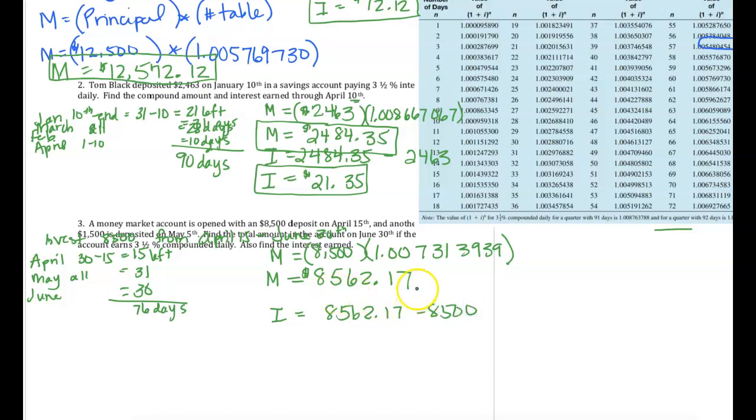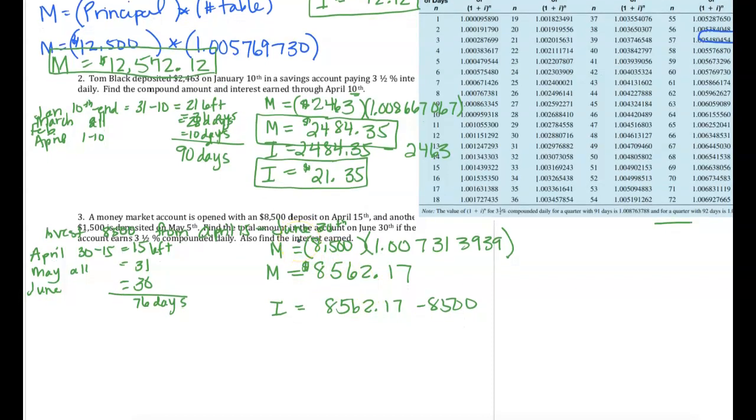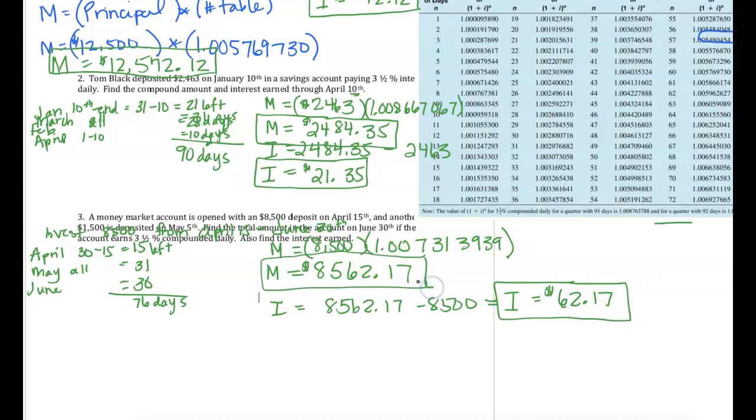Remember, you're taking the maturity value and subtracting away the amount that was invested. And that gives us an interest of $62.17. Hold on to that, because we have a second part of the account. I'm even going to switch colors here.